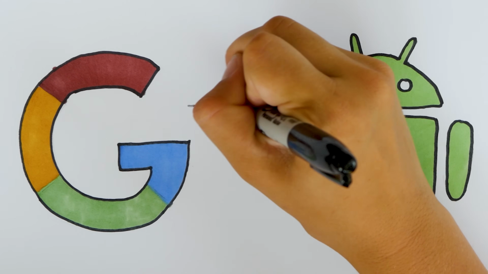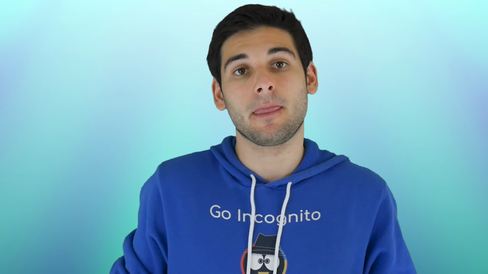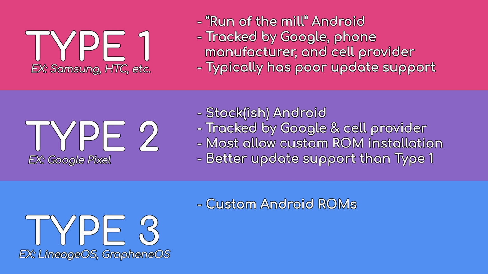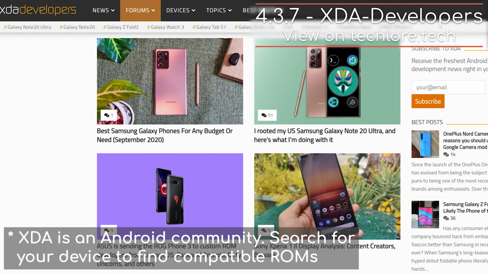Type 2 is still tightly integrated with Google, making it very poor for your privacy, but at least only one company has your data. Type 3 Android devices are custom ROMs. Custom ROMs can be installed on most Google and OnePlus devices very easily. For other devices, check out XDA and cross your fingers for good luck.